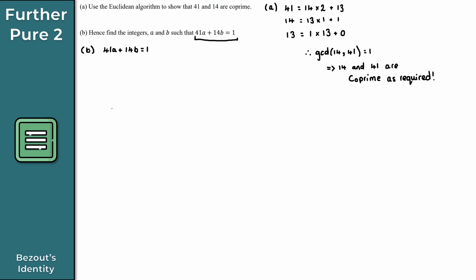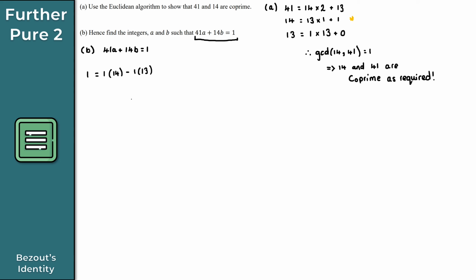Okay? Now for Bezout's identity, all we need to do here is work backwards. So what we do, and let me just do this in a different color just to make it clear, is we start at this line here, the line where we obtained our GCD. So going back to my original pen color, what I do is rearrange, making our GCD the subject. So what I get is 1 is equal to 1 lot of 14 minus 1 lot of 13.